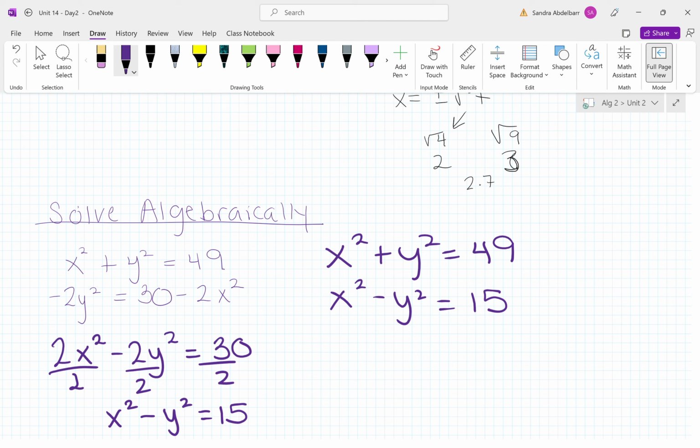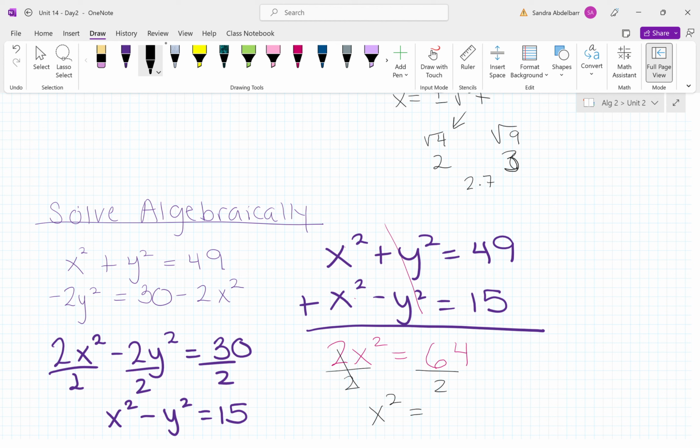Well, this actually turned out really nice, didn't it? Because if I add these two equations together, what happens with the y squareds? They cancel out. So x squared plus x squared is 2x squared equals 64. Divide by 2. x squared equals 32.